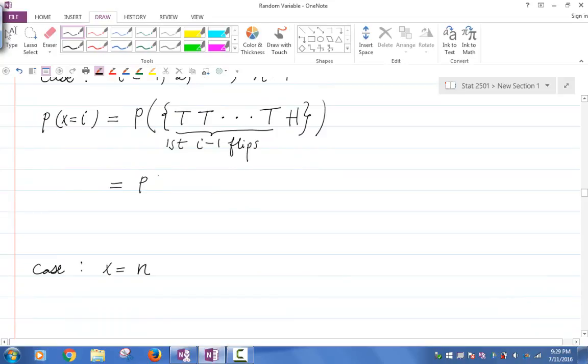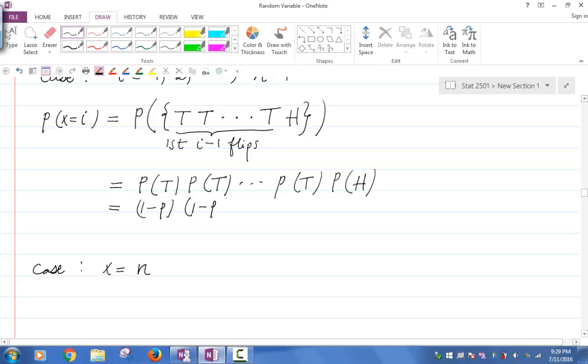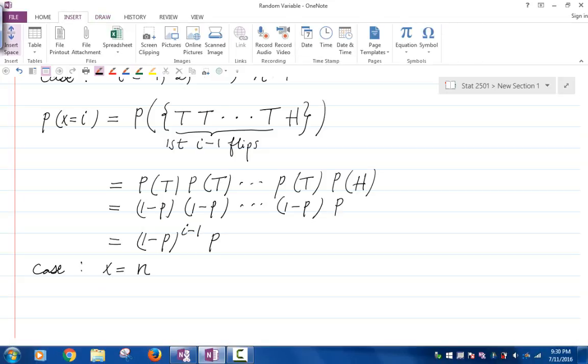We know that this should be the same as the probability of getting a tail from the first flip, probability of getting a tail from the second flip, probability of getting a tail from the I minus first flip, and probability of getting a head on the ith flip. And each of these, the probability of t is 1 minus p, so I have 1 minus p, 1 minus p, 1 minus p, and the probability of h is p, which is going to give me 1 minus p to the I minus 1 multiplied by p.